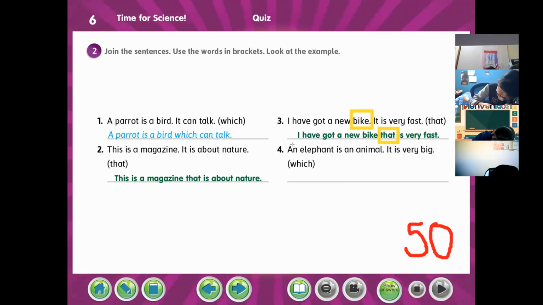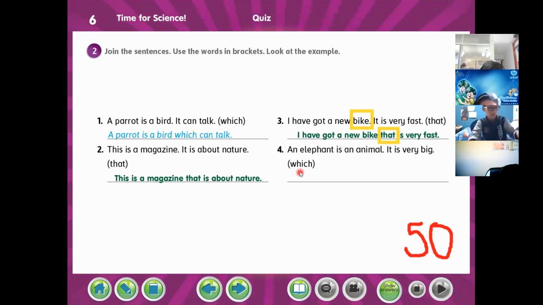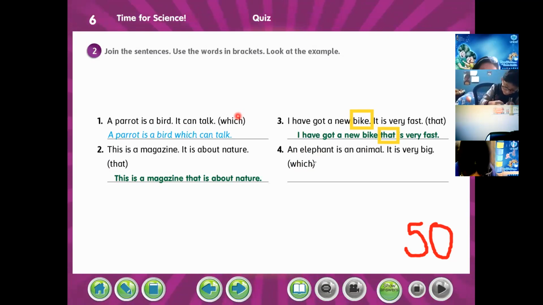Number four, please. Who can tell me the number four? Another volunteer for the number four. No one? Look, he's talking about an animal. Tell me, Maria. An elephant is and with it very big. Can you repeat, Maria? You need to use this word, which. You see that? Similar. You need to use which.